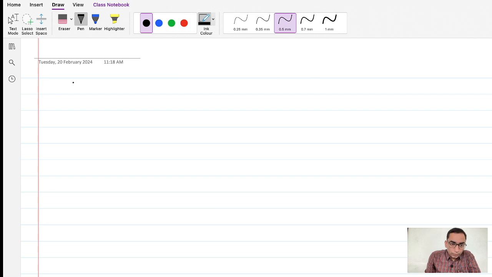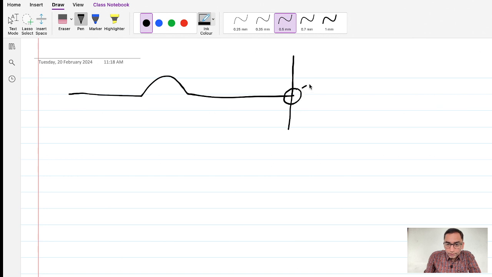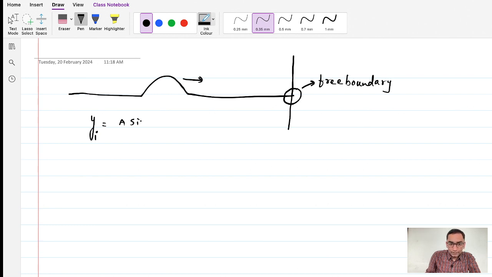So let us start. First of all, you should be very clear with the basics. Suppose you have a small wave which is going to hit a boundary which is a free boundary. So this is a case of free boundary. Now this pulse or transverse wave is going in this direction, so we can write its equation as y incident is equal to a sine(omega t minus kx).